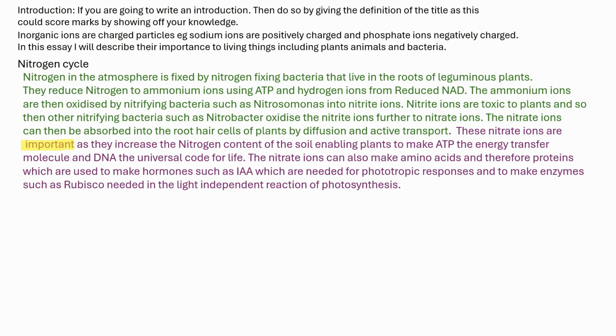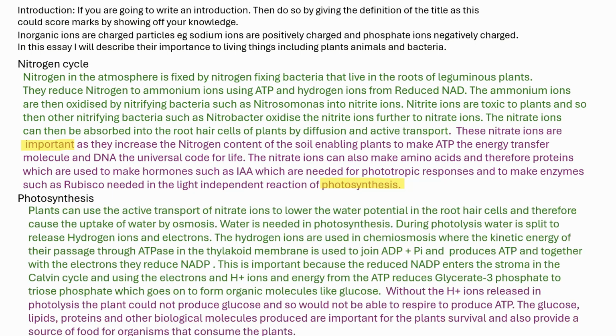Now, I've highlighted the word important here. This purple bit is kind of my AO2, and I like to keep using the word important because they always put the word important in the essay title. So just remind the person reading your essay that you know why these things are important. And notice I've highlighted the word photosynthesis, because my next paragraph is going to go into photosynthesis.